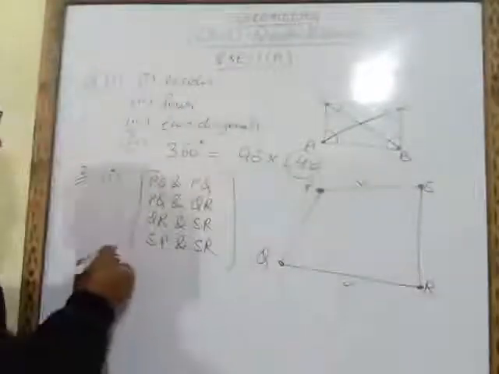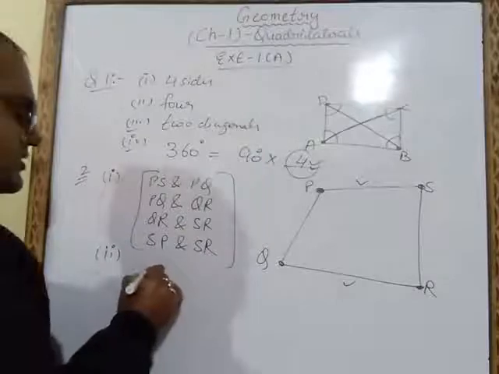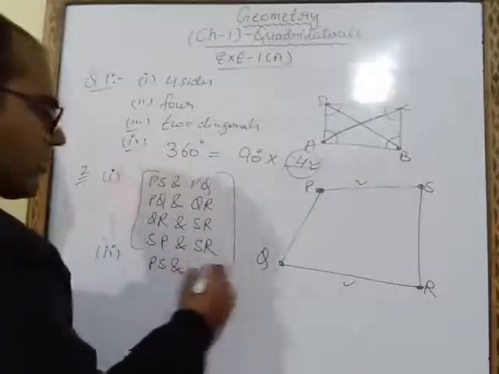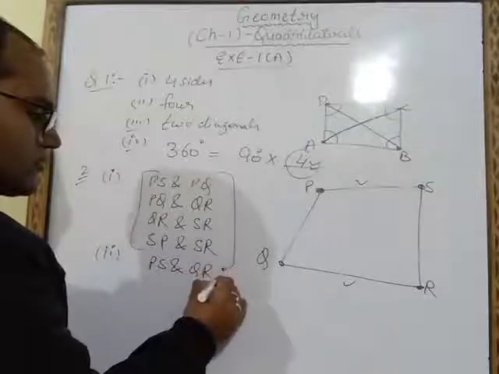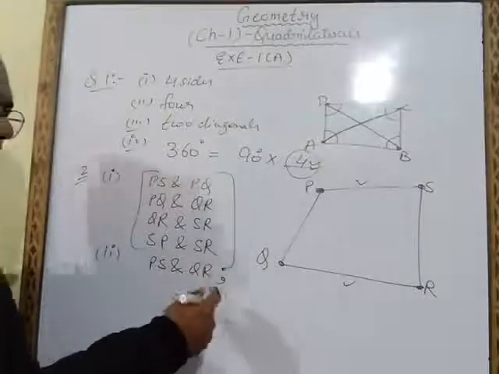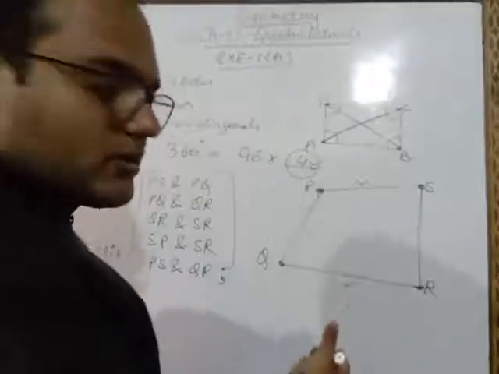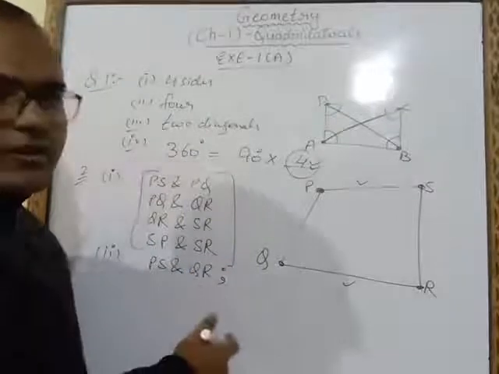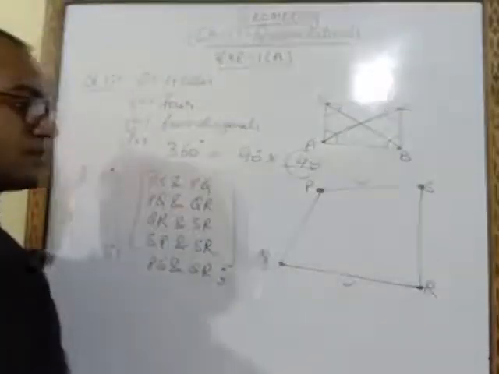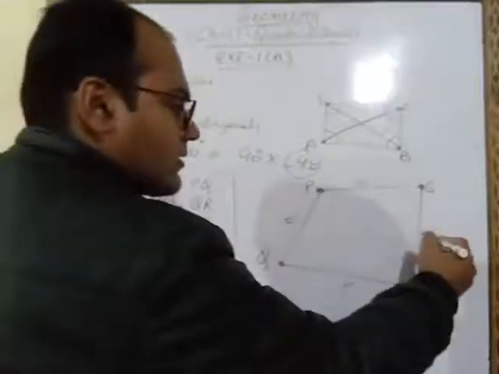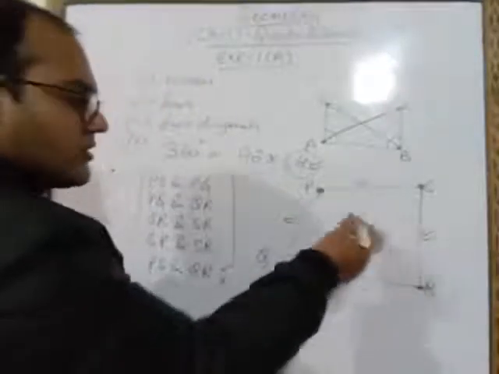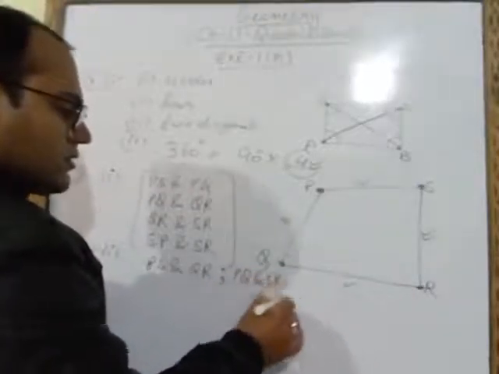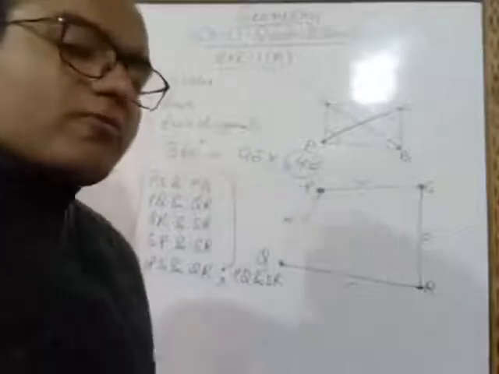So in the second part, opposite sides, the first pair is PS and QR. Semicolon we will put. Why do we put a semicolon? Now we are writing the second pair, so in order to show the separation between the pairs, we use a semicolon here. Now these two are also opposite sides. They are coming in front of each other. So PQ and SR. So these are the two pairs of opposite sides of a quadrilateral.